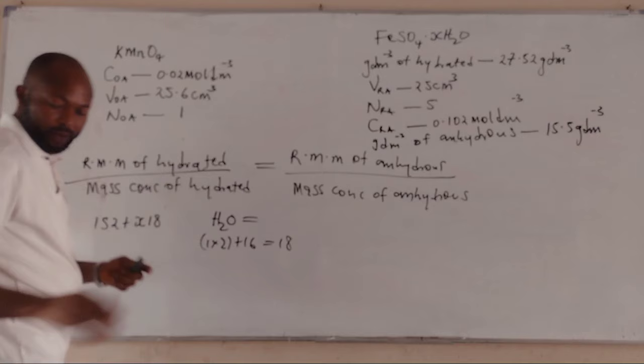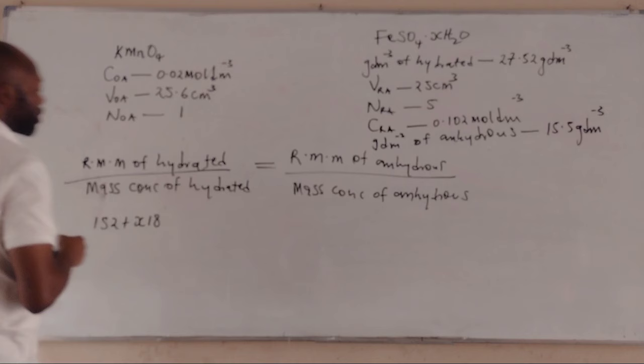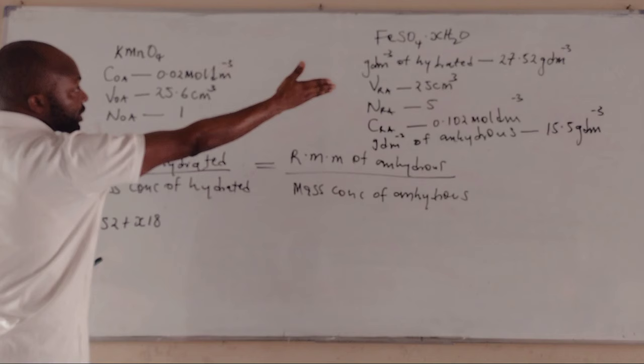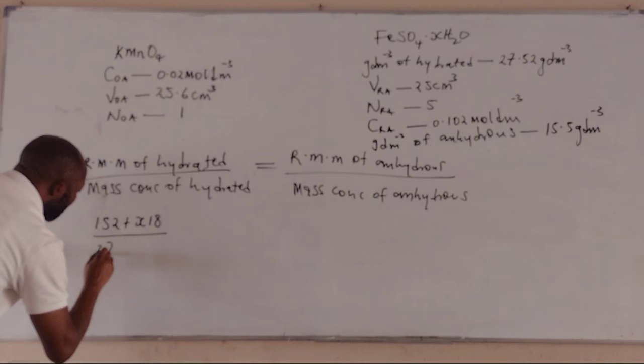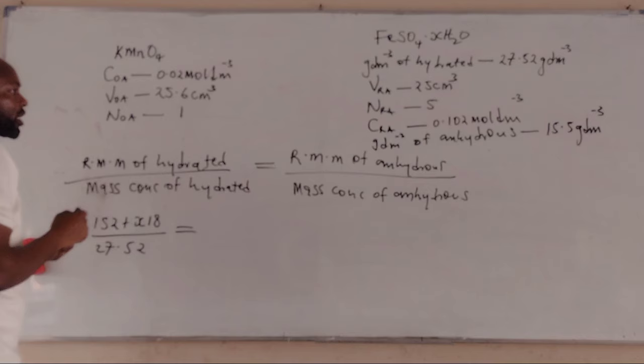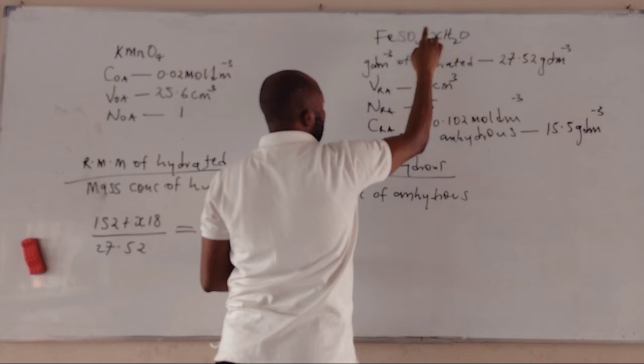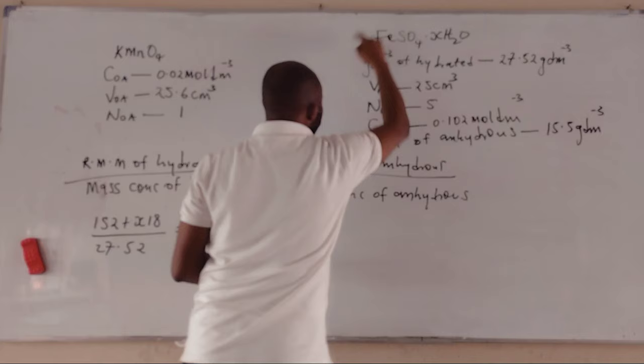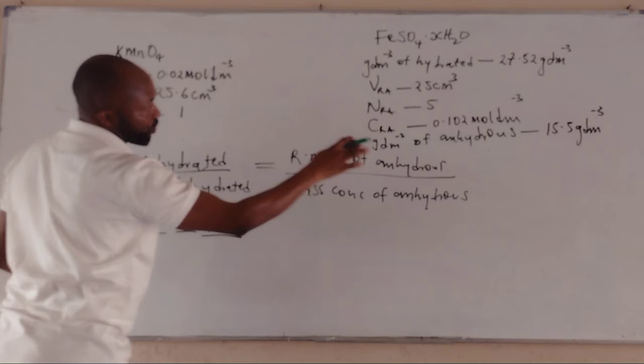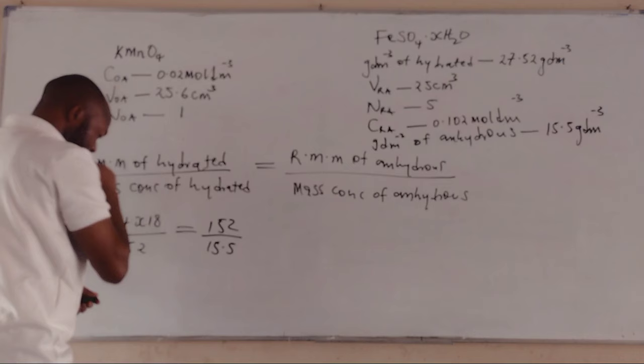So now, what is the mass concentration of the hydrated? Hydrated there is 27.52. This is equal to the relative molecular mass of anhydrous, which is 152, only this side, no water of crystallization. Hydrated contains this water. So I'm looking for this alone, which is 152, over the mass concentration of that, which is 15.5. Okay.